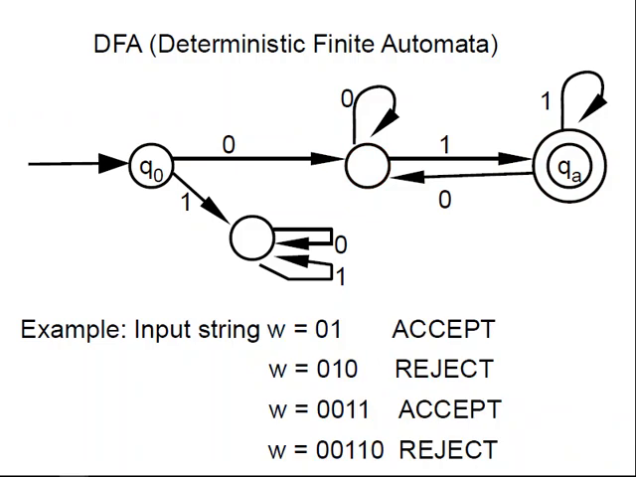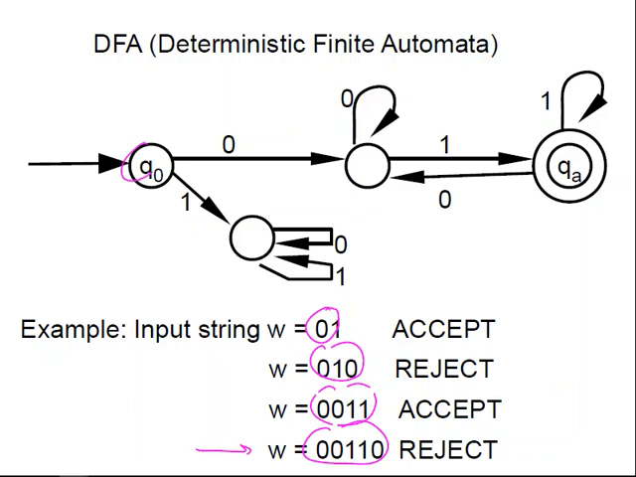Here are other examples. 0, 1 is accepted, 0, 1, 0 is rejected, 0, 0, 1, 1 is accepted, and 0, 0, 1, 1, 0 is rejected. For example, let's consider 0, 0, 1, 0.